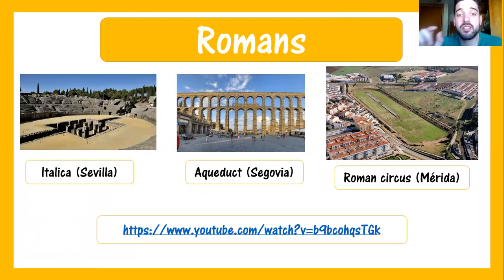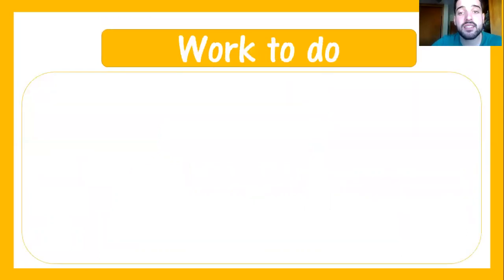This is only a small piece of information of all ancient history, and a small piece of information for the Egyptians, Greeks, and for the Romans. I think you can go to the internet and find more about these three interesting civilizations. Let's see now the work that you have to do.